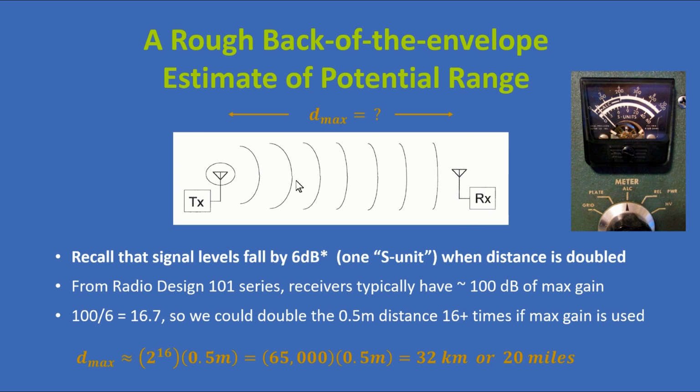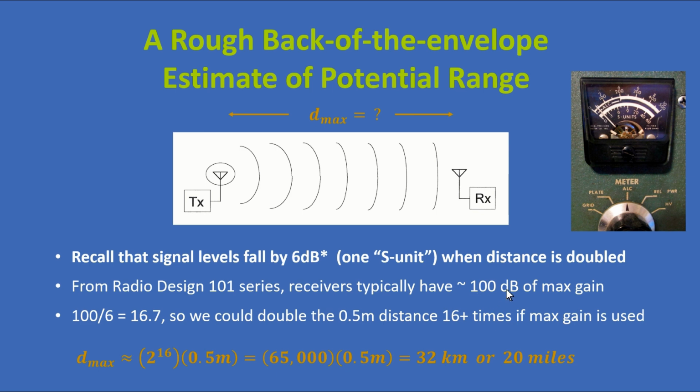So at the distance in our experiment, which was 0.5 meters, we had enough received power. We didn't really need any amplification. But if we double that distance, we're going to need some. And if we double it again, we'll need more. And if we double it again, we'll need more. And every time we double the distance, we need 6 dB more gain.